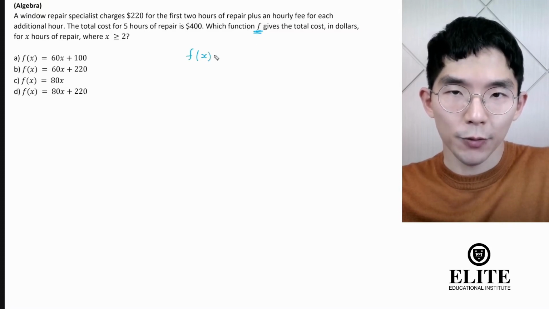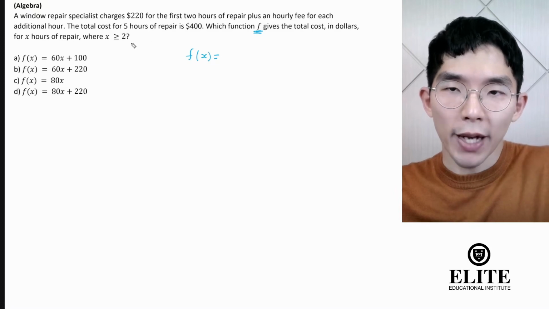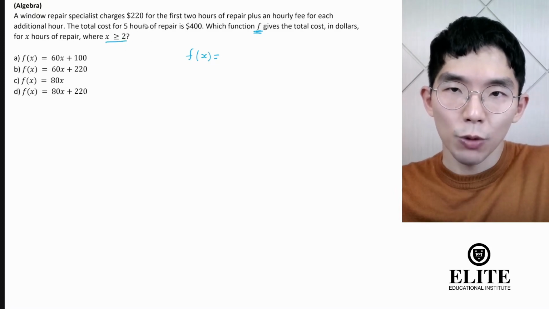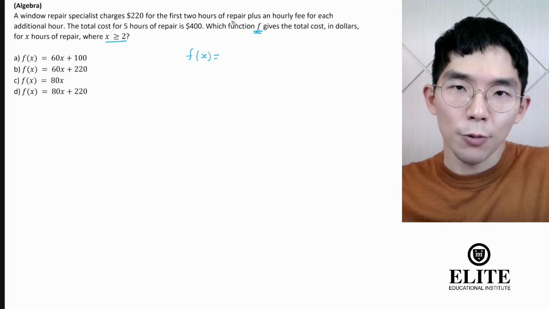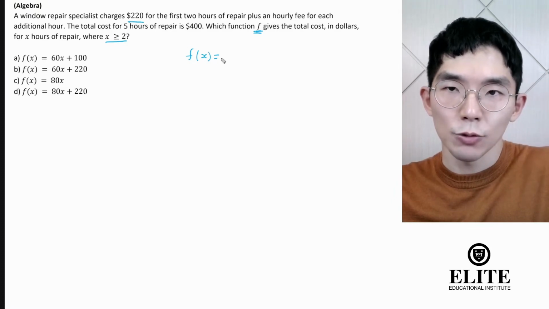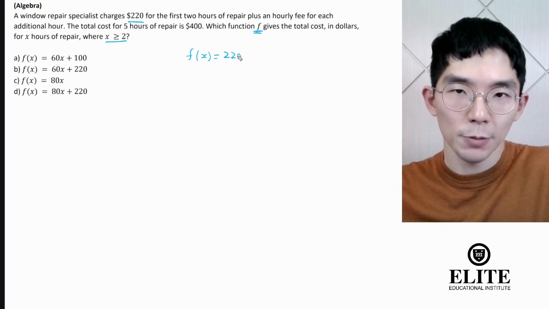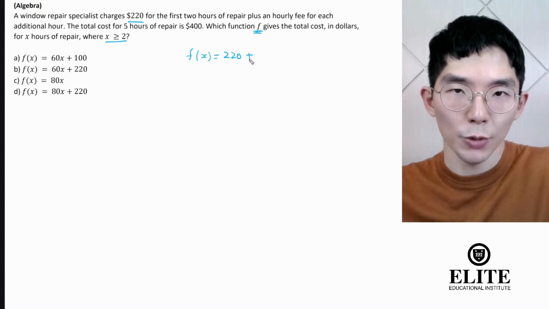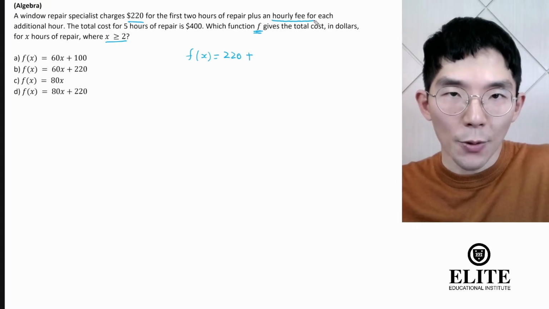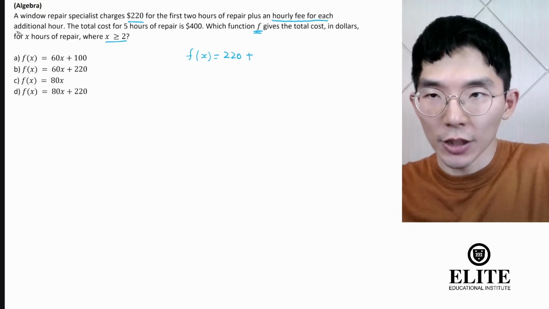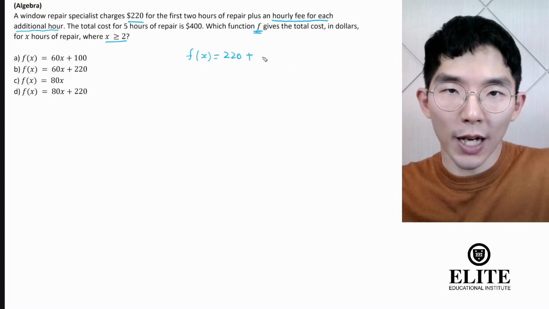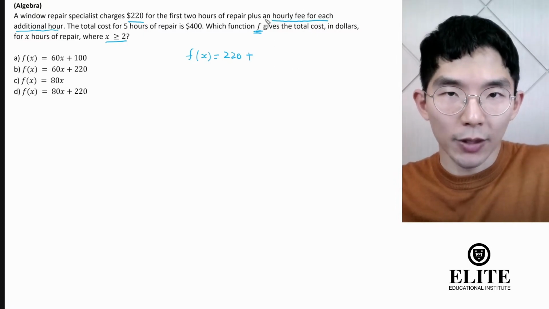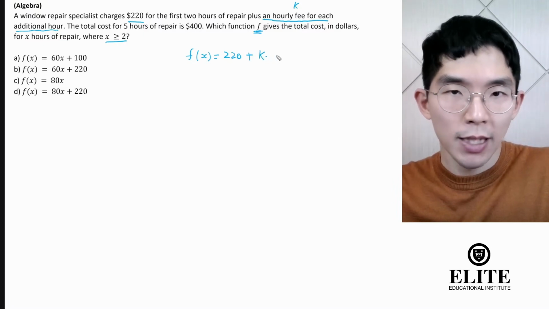So let's start by constructing it. What do we know? For x greater than or equal to 2, what do we know? So for the first 2 hours, my fee is a flat $220. So we're going to start by just simply saying $220. Then what do we know? Plus an hourly fee for each additional hour. So after 2 hours, let this hourly fee be k, then it's going to be what? k times, is it x?